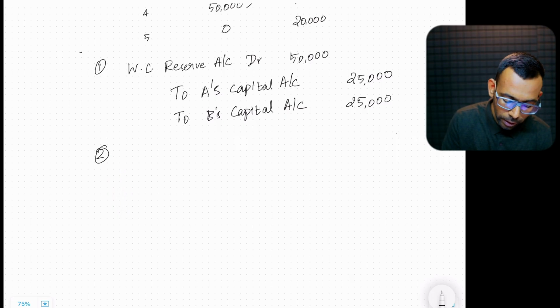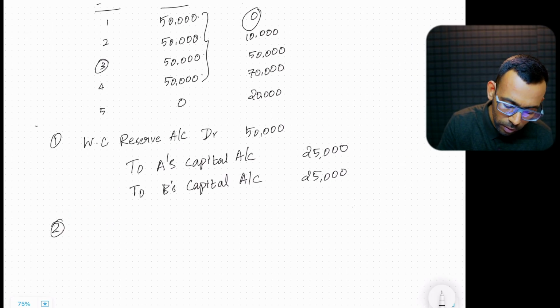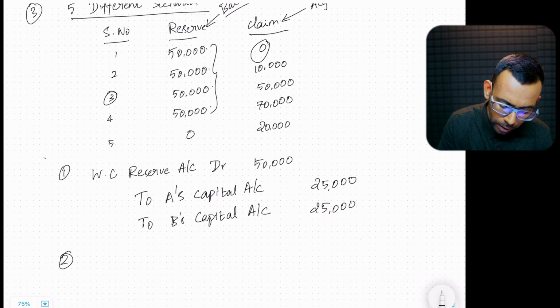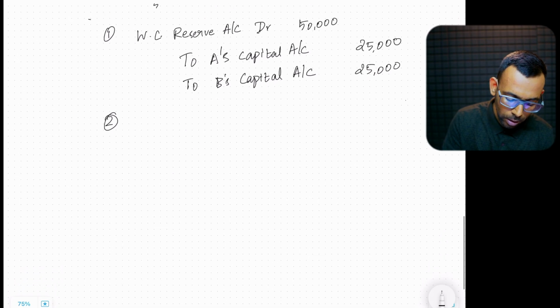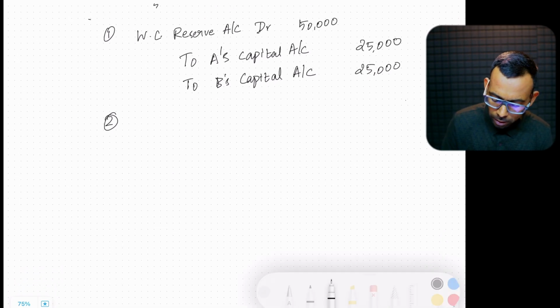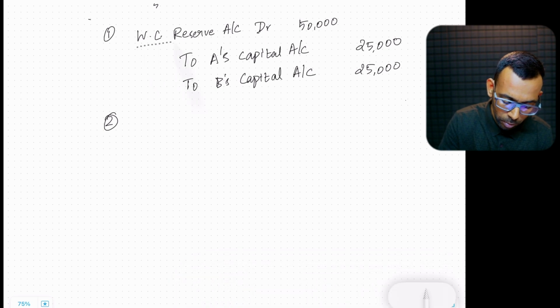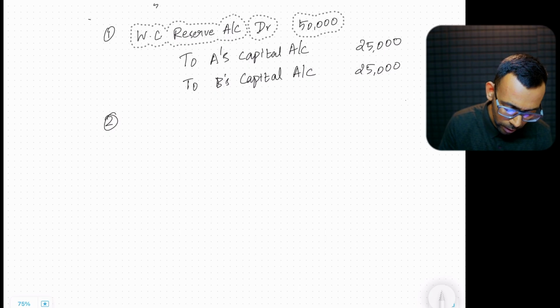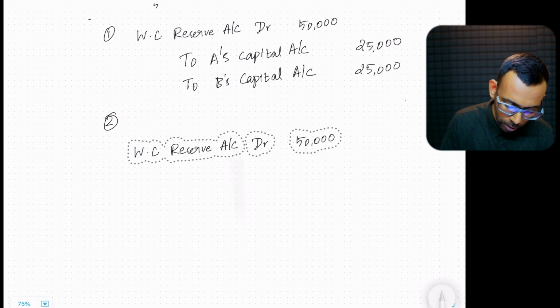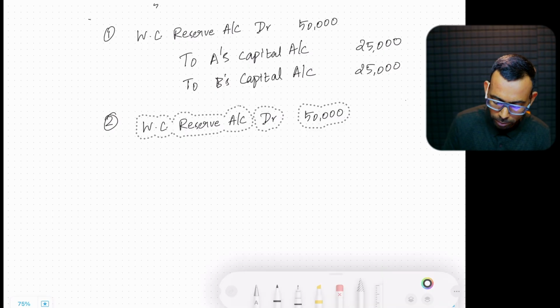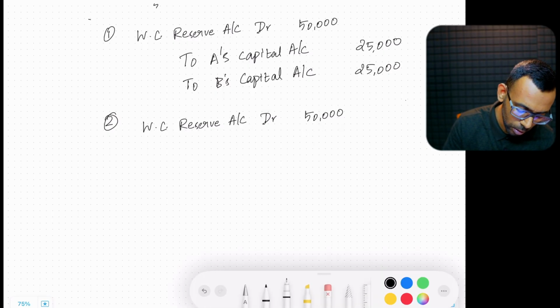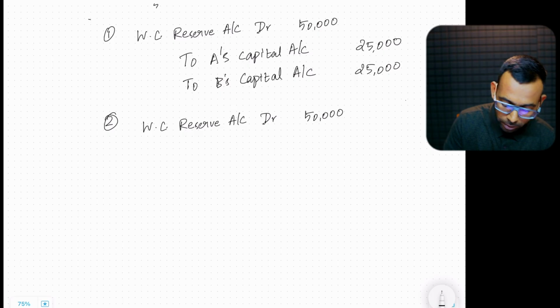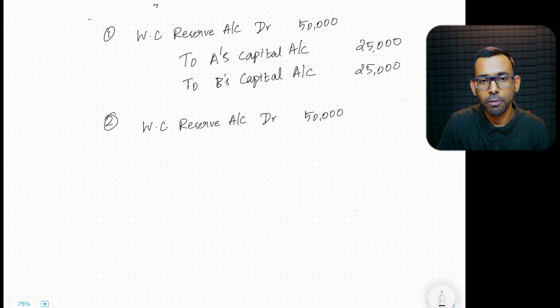The second journal entry is where the reserve amount is 50,000 and the claim amount is 10,000. So whatever we have done here, workman compensation reserve account 50,000 debit, that is not going to be changed at all. We have debited 50,000. We have demolished whatever reserve was left by debiting it.